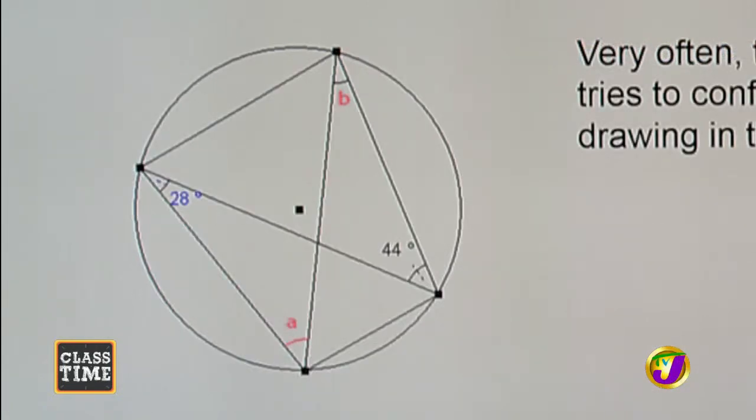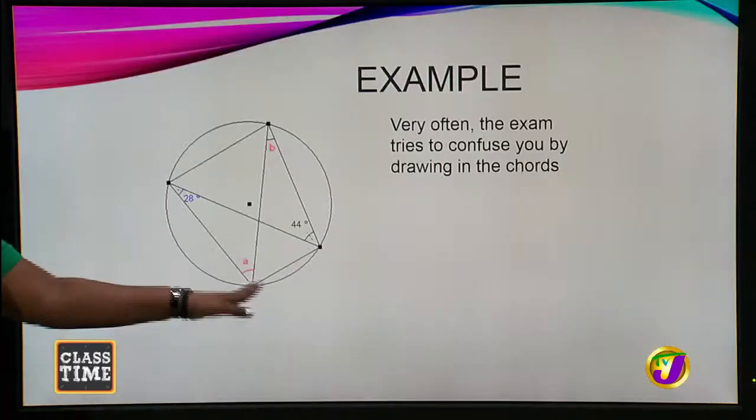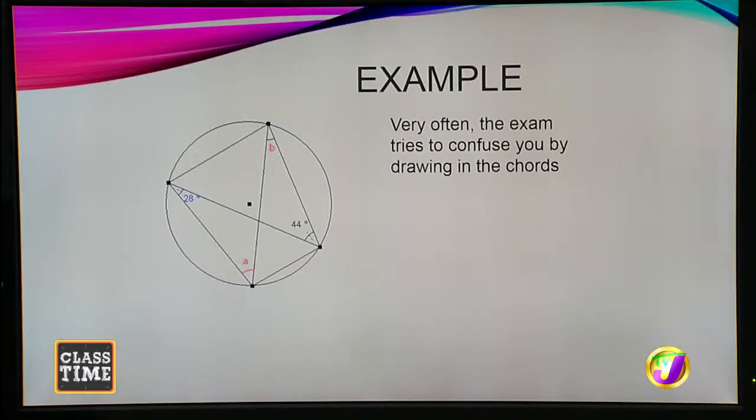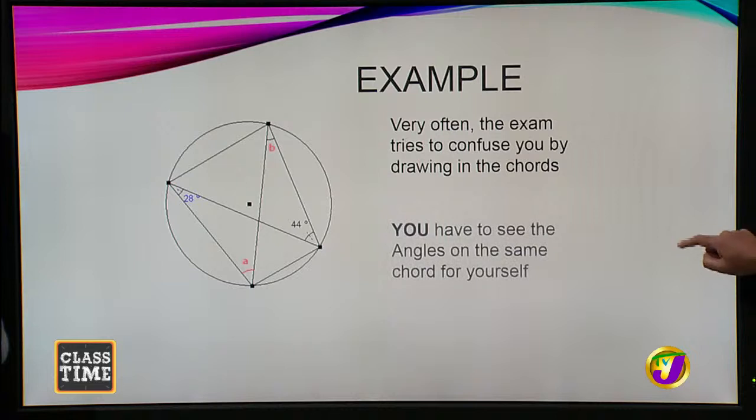Okay, awesome. So we can clearly see here that these angles are on the same chord, in the same segments. One of the important things is that you have to be able to visualize it, because in the exam the diagram can be confusing. So if you need to put in your own chord, that is fine. If you need to put in your angles and spin it and turn it a different way, that's fine. You will see angles on the same chord for yourself if you do it in a way that you understand.